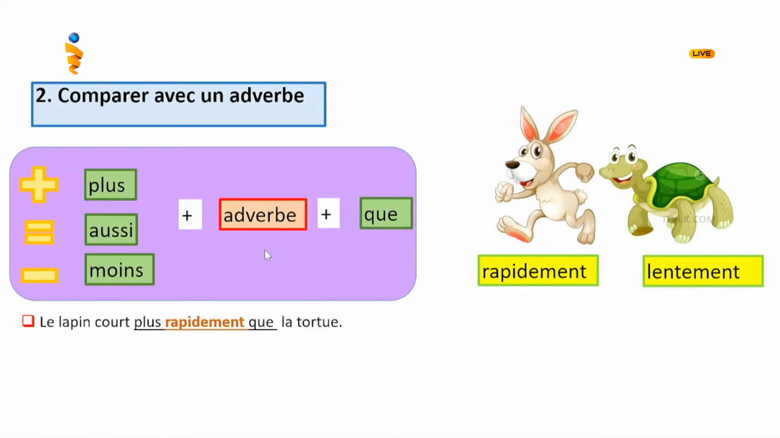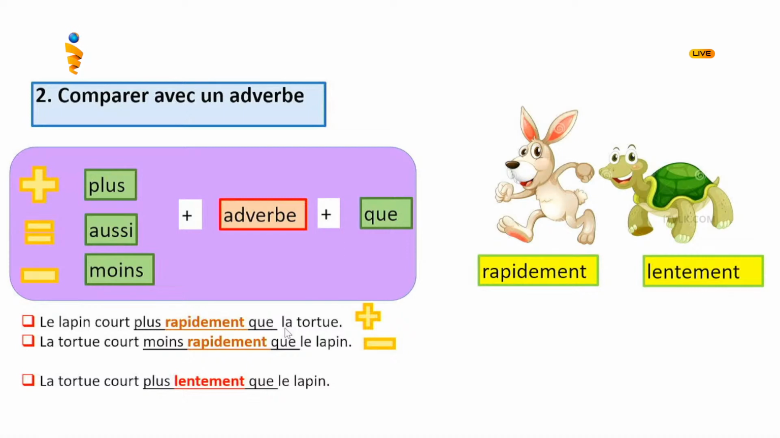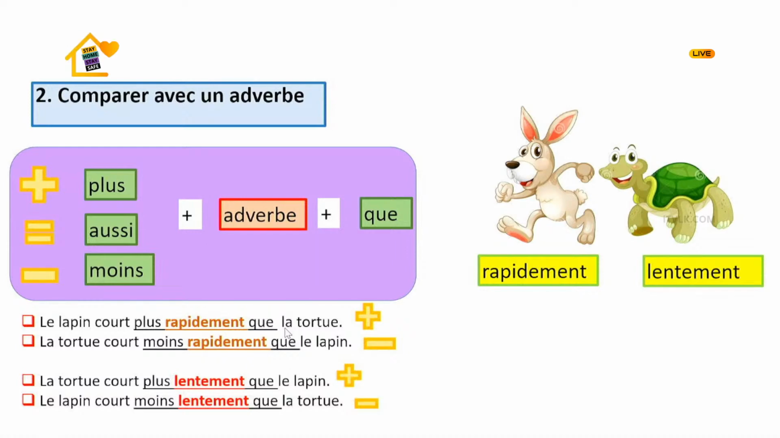So my first sentence is, le lapin court plus rapidement que la tortue. The rabbit runs faster than the tortoise. Okay, plus rapidement que, faster, right? Then the other sentence, la tortue court moins rapidement que le lapin. So that is the inferiority. Then, la tortue court plus lentement que le lapin. I have used the adverb lentement, slowly. Then, le lapin court moins lentement que la tortue. Here, you just have to follow the same format, just like adjectives. But the only difference here is using an adverb.